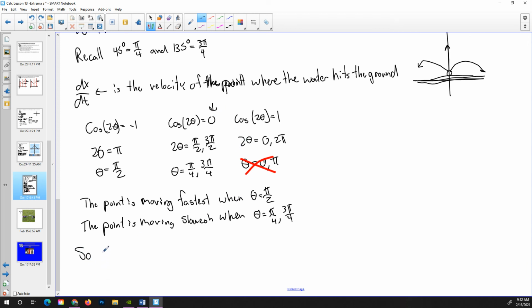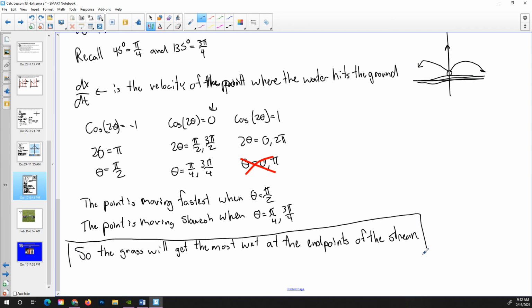So the grass will get the most wet at the endpoints of the stream, because it'll be sitting there the longest, and here it's just going to move real fast. All right there, boys and girls, that is all I have. Let's make that a stream.